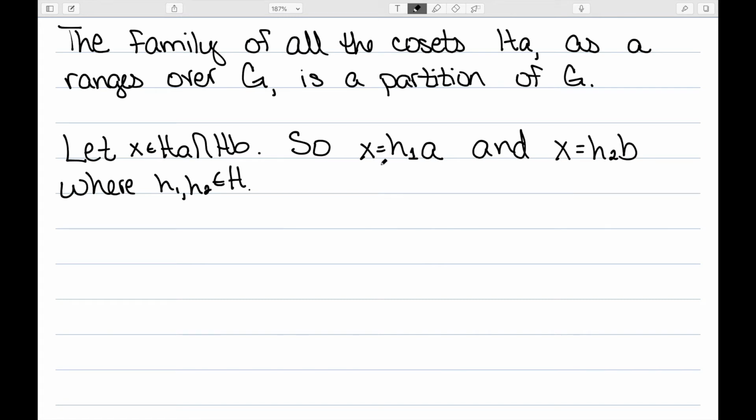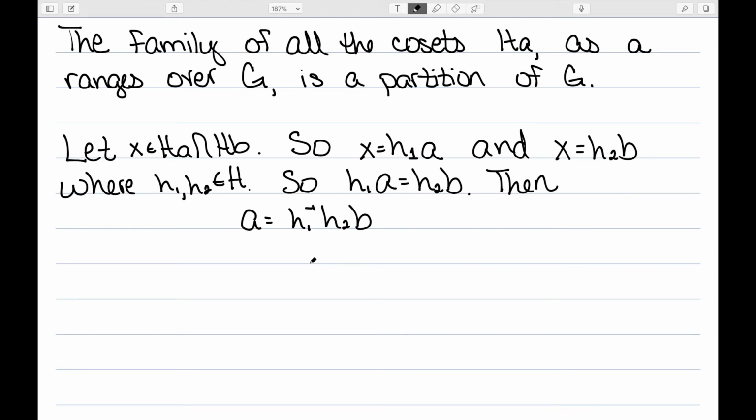Since X is in HA, we know X is equal to H1A. And since X is in HB, we know X is equal to H2B, where H1 and H2 are in my subgroup H. This then gives me that H1A is equal to H2B, since they're both equal to X. Multiplying both sides by H1 inverse, I have that A is equal to H1 inverse H2 B. So I have A is equal to an element of H times B. So I know that A is in HB, and by the property that I just showed, that means HA is equal to HB. So I've shown the first part of showing this is a partition.